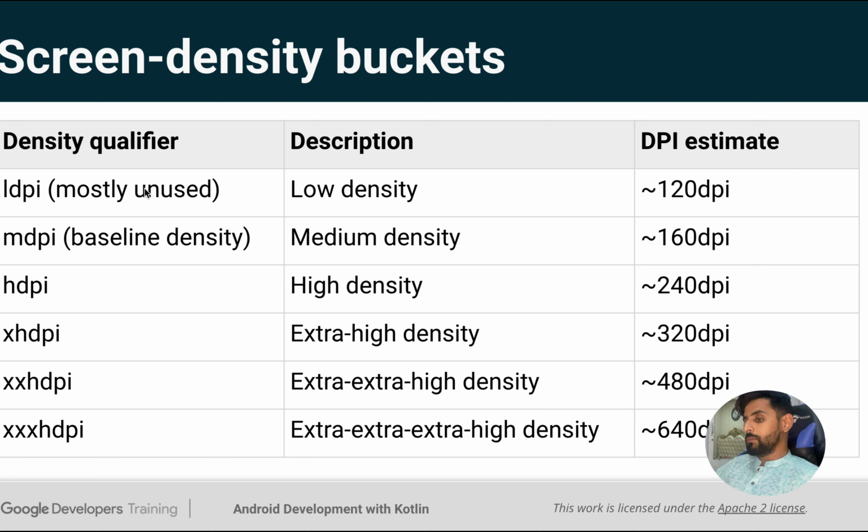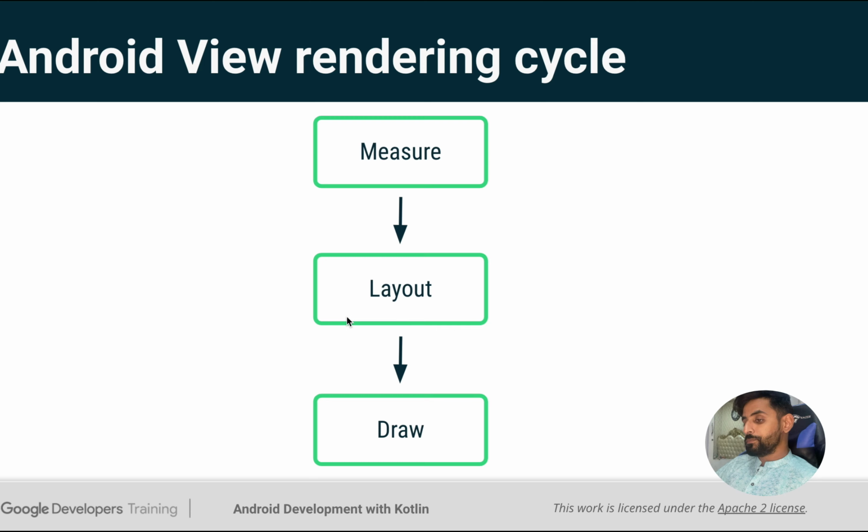And then you have the screen density buckets. We have different kinds of screens for each different size. We have LDPI, which is 120 dpi, quite a low density. Then we have medium density, which is approximately 160 dpi. Then we have high density at 240 dpi, extra high density at 320 dpi, and extra extra high. So basically these are the different kinds of densities that you have for Android.